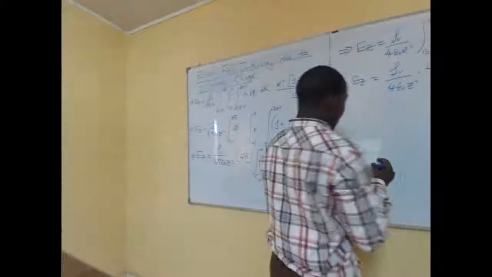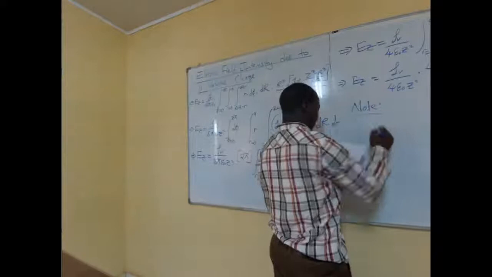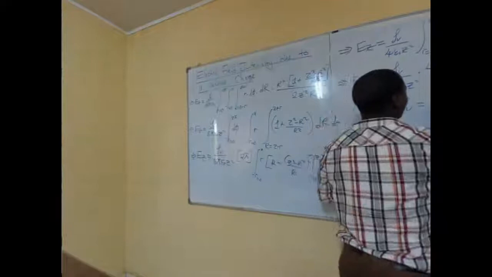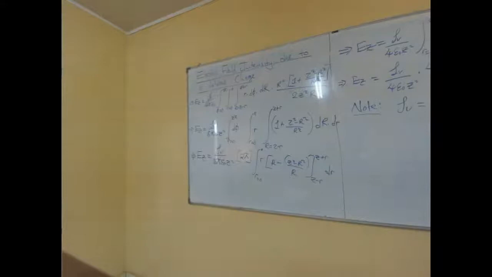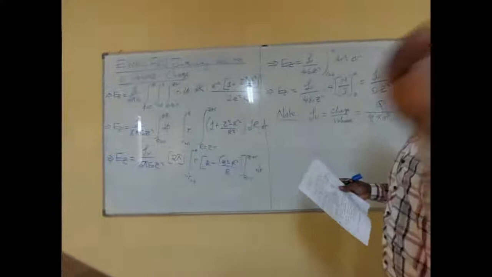Right, so remember very well that we have to note here to say this volume charge density is the same as charge divided by volume. So this we can write as the charge, the volume of a sphere by definition is given by 4 over 3 into pi a to the 3, where a is the radius of the sphere. It's very, very important for us to take note of that.